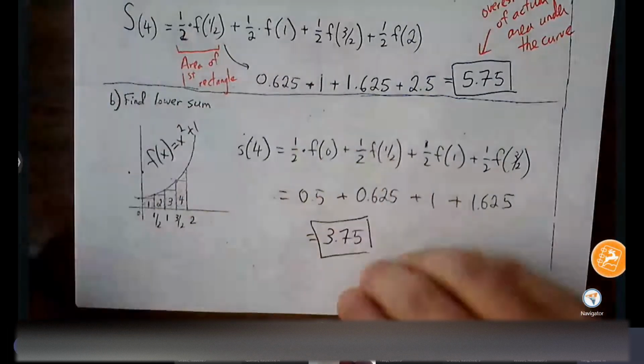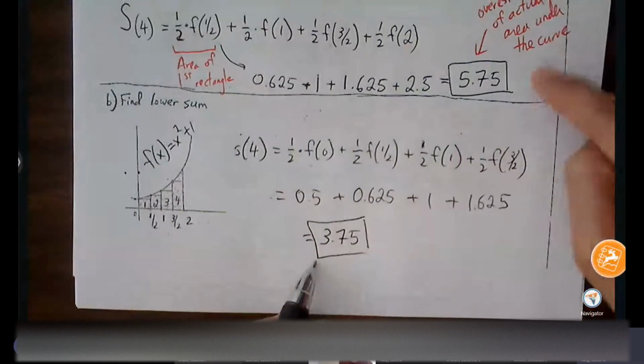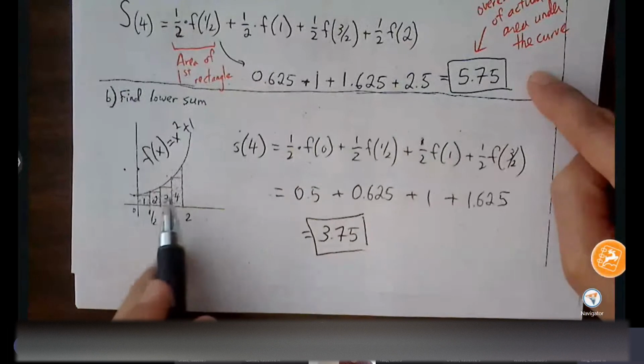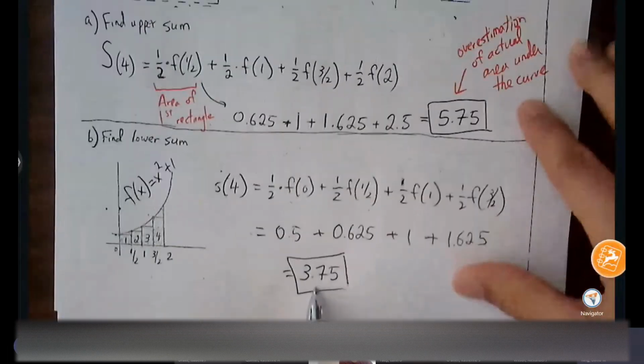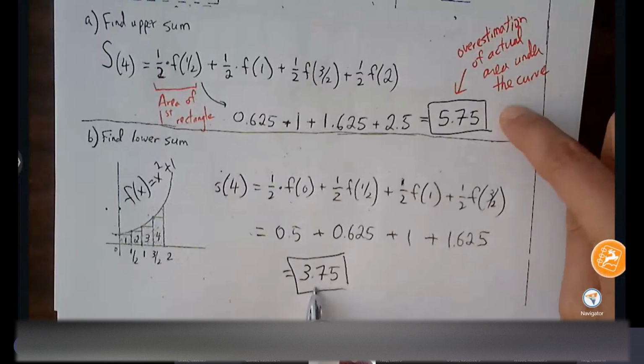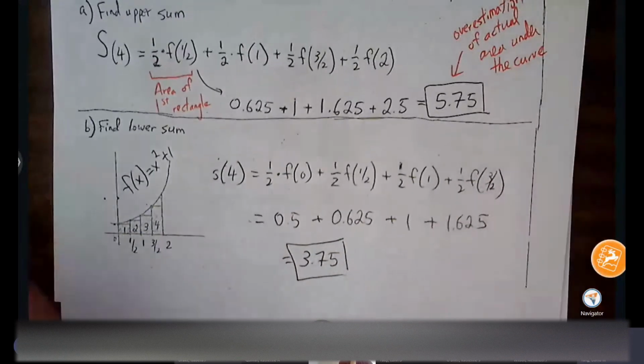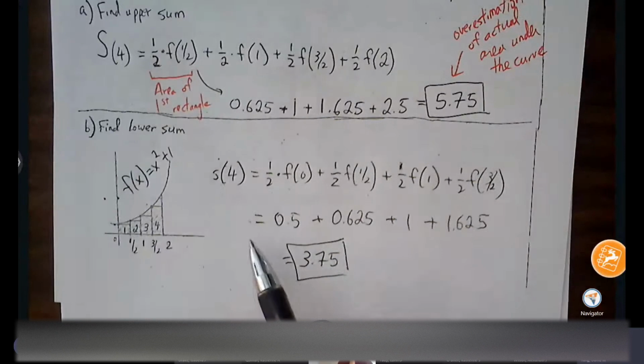And we're expecting a smaller value than the upper sum, right? Because we're creating these smaller rectangles. And sure enough, we do get a smaller value than the upper sum. Okay, any questions here?